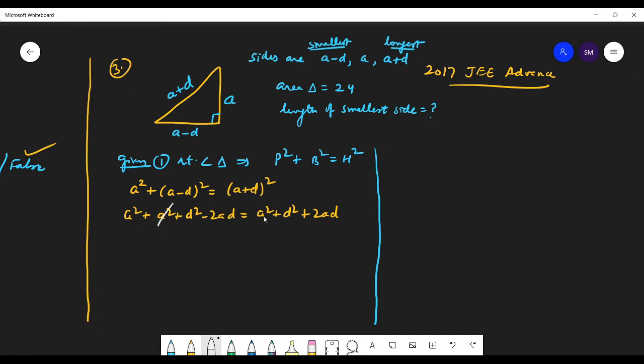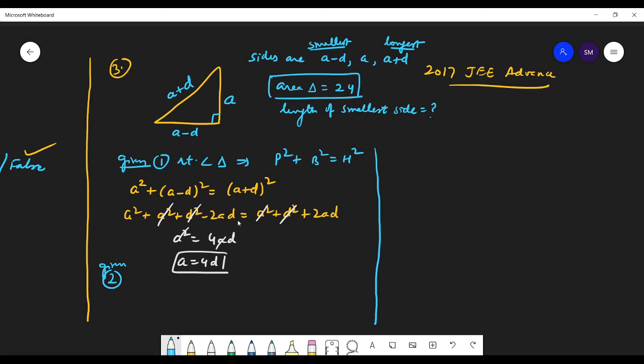Yes, sir. So A square and D square will cancel out, and you get A square is equal to 4AD. A will also cancel out, and you get A is equal to 4D. Agreed? Now the second given condition is area is equal to 24.